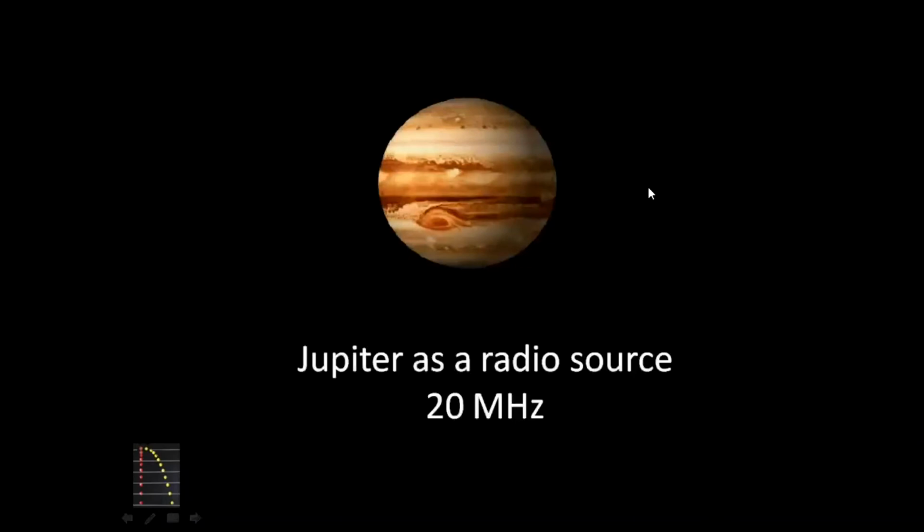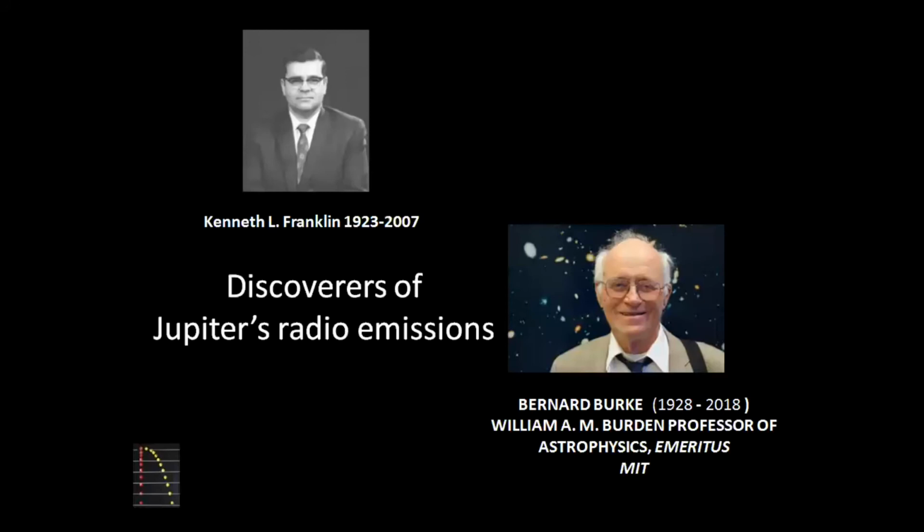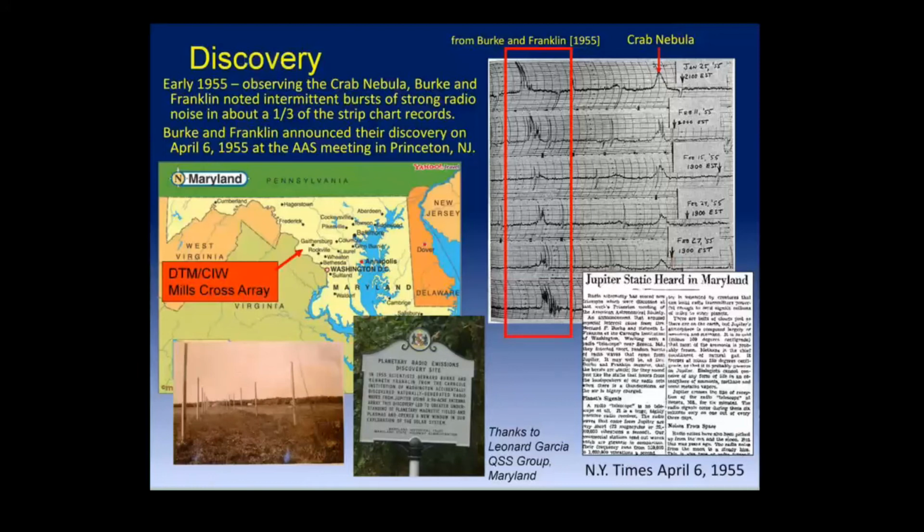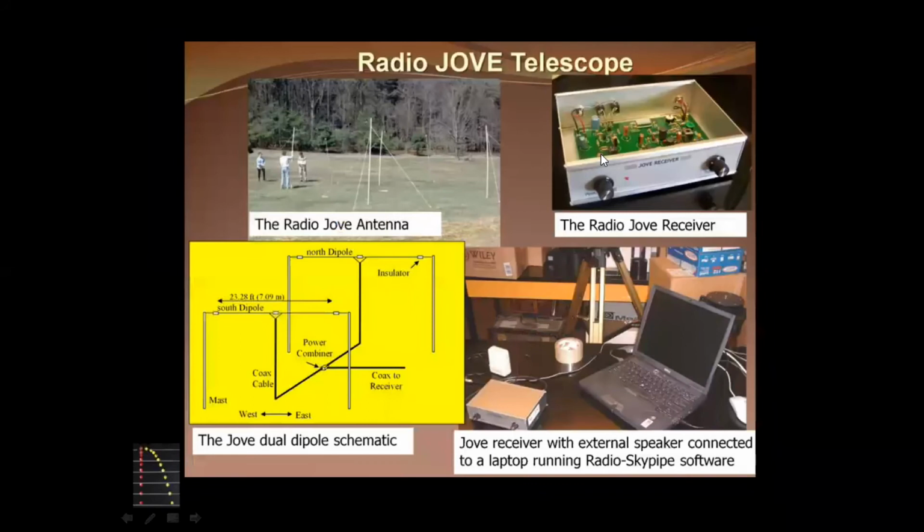And this is Radio Jove, it deals with Jupiter as a radio source at 20 megahertz. And what's interesting here is that the discoverers of Jupiter's radio emissions, Dr. Franklin and Dr. Burke, what were they doing? Well, here's their antenna, just a bunch of wired dipoles, lots of them over a field, and they noticed this very interesting periodic noise that occurred. And so they researched this a little bit more and discovered that the radio emission at this frequency was coming from Jupiter.